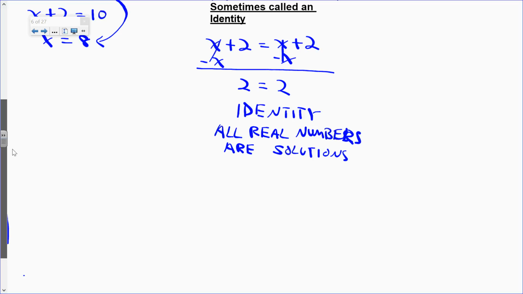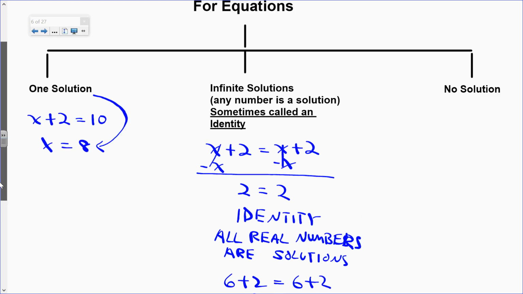What was your favorite number again? So it's just 6. Look at the original equation. I'm going to replace x with 6, and notice how 6 satisfies it. 6 plus 2 equals 6 plus 2. Look at it. Satisfies. 8 is equal to 8. In other words, any number will work. So we call this equation an identity. There's literally an infinite amount of solutions to the equation. No matter what number you replace x with, it will satisfy it.